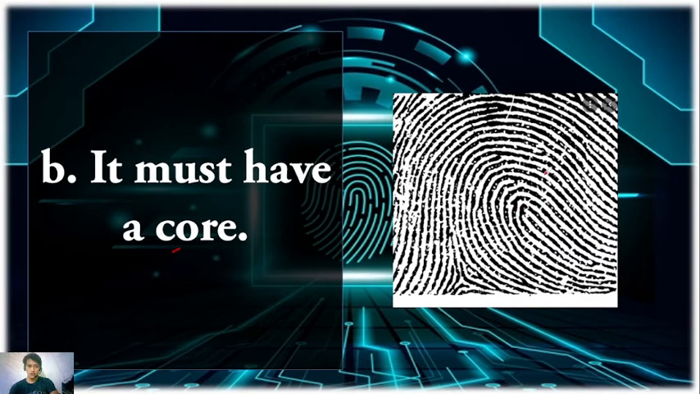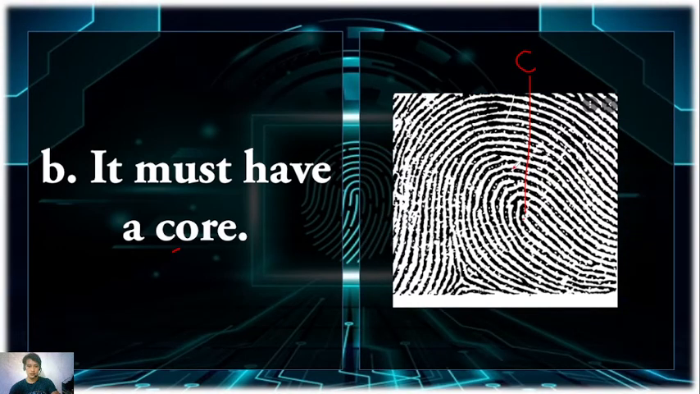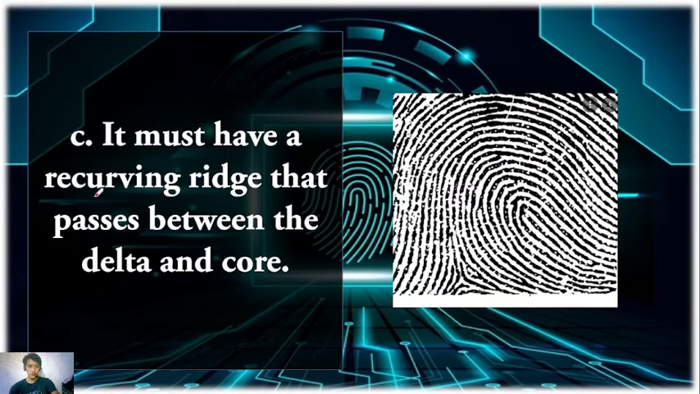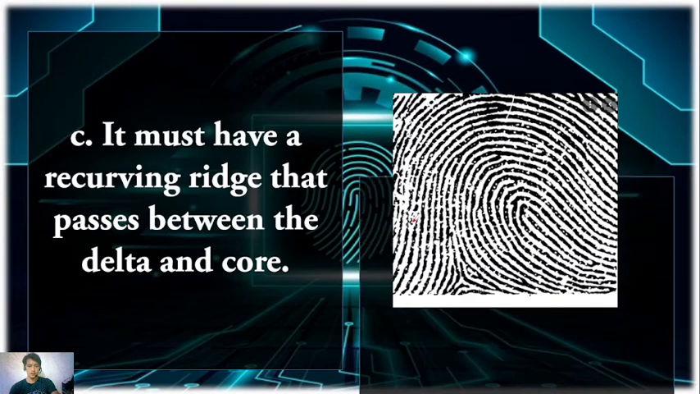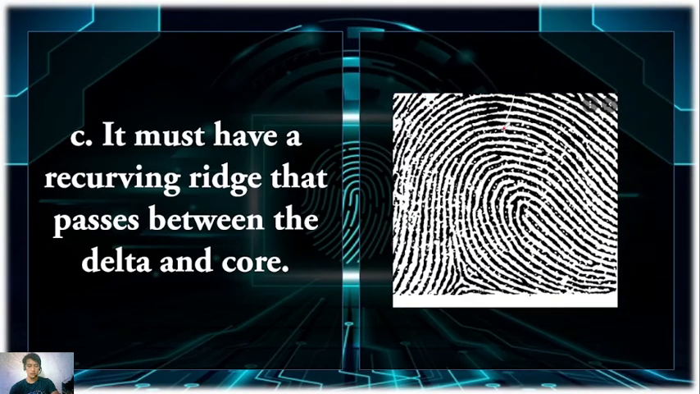Another one, it should also have a core. So in this pattern, where is the core? In this illustration we have a rod, and take note, it rises as high as the shoulders. That's why we can consider this the core of the pattern. Aside from that, it should also have a recurving ridge that passes between the delta and the core. In loop patterns, we have the so-called ridge counting later on. We are going to have that on our next slides.